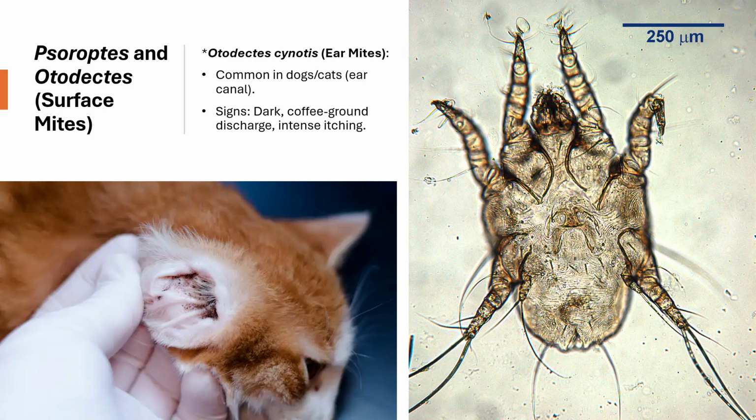Another surface mite is Otodectes cynotis, also known as the ear mite. They are common in dogs and cats, particularly in the ear canal. The signs include the presence of a dark coffee-ground discharge, as well as intense itching.